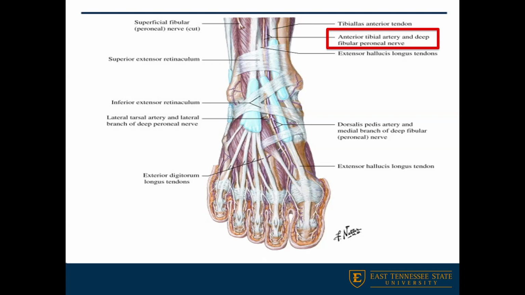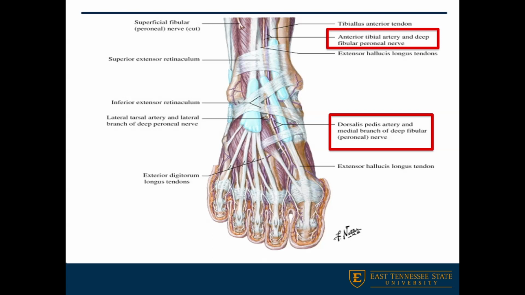This is the anterior tibial artery, which as it crosses the ankle becomes the dorsalis pedis artery. This is important in your physical exam as it is a place where a pulse is taken. It is just lateral to the extensor hallucis tendon.